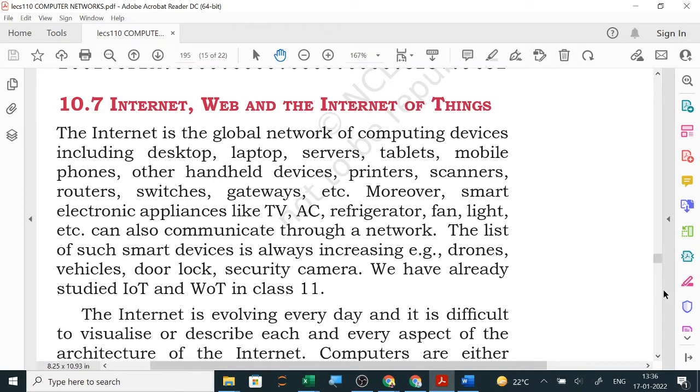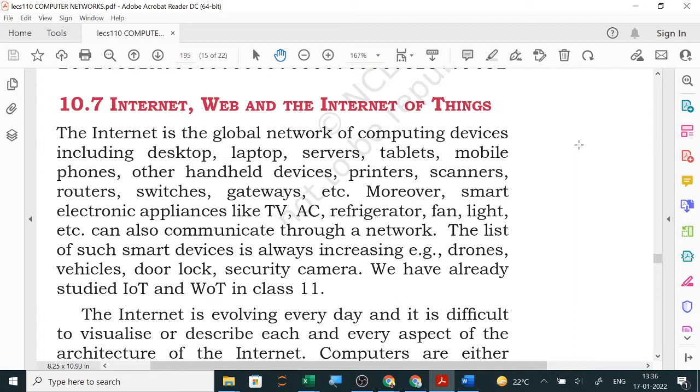There are many apps which you can use, and you can switch on the AC, you can switch on many electronic devices. The internet is a global network of computing devices including desktop, laptop, servers, tablets, mobile phones, other handheld devices, printers, scanners, routers, switches, gateways, etc. Moreover, smart electronic appliances like TV, AC, refrigerator, fan, light, etc. can also communicate through a network.